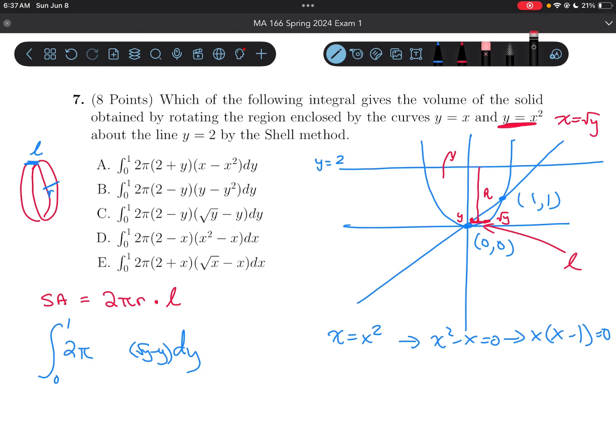Okay, now we need to find r, and so the length of r would be 2 minus y. Again, because we're going to be integrating in terms of y, the length of r will be changing relative to how y is changing. So that means that the volume is equal to the integral from 0 to 1 of 2 pi times 2 minus y times the square root of y minus y. So that makes the answer to question 7C.